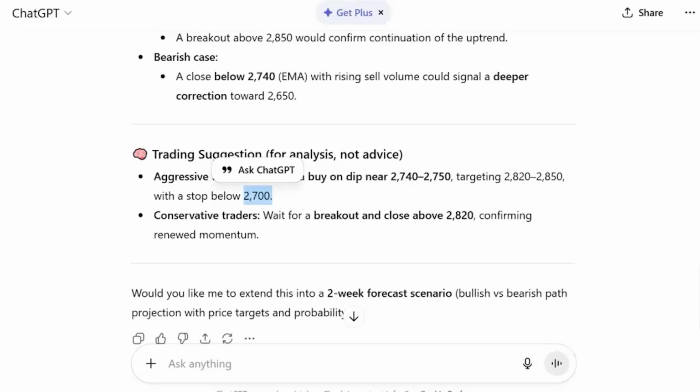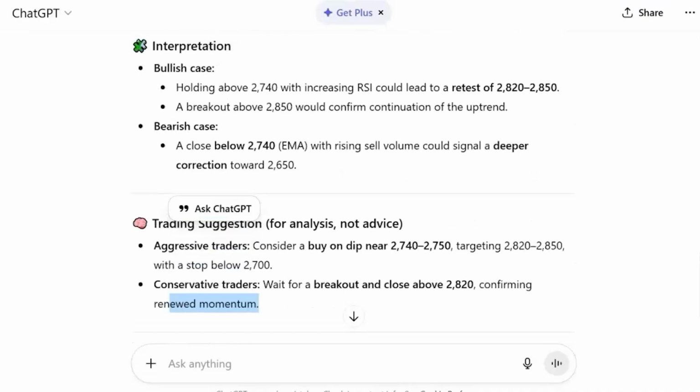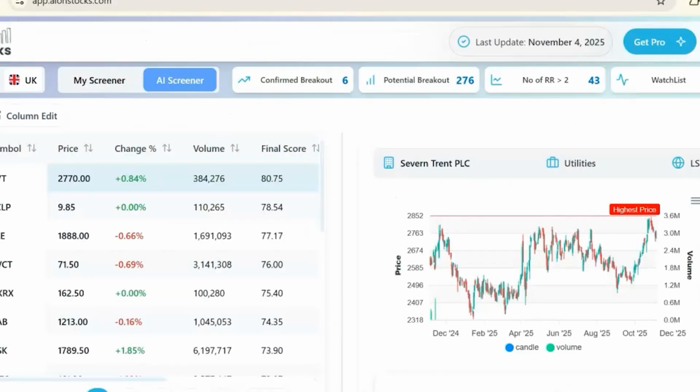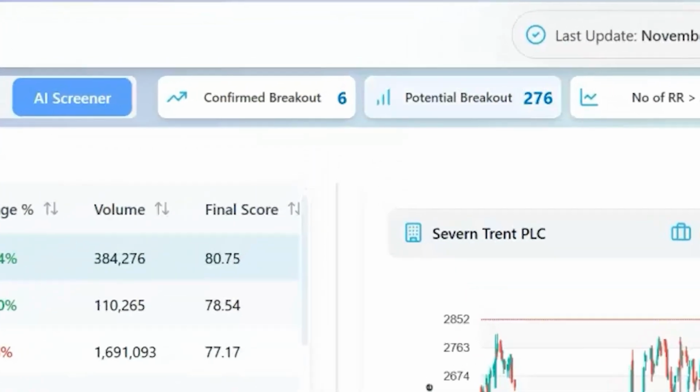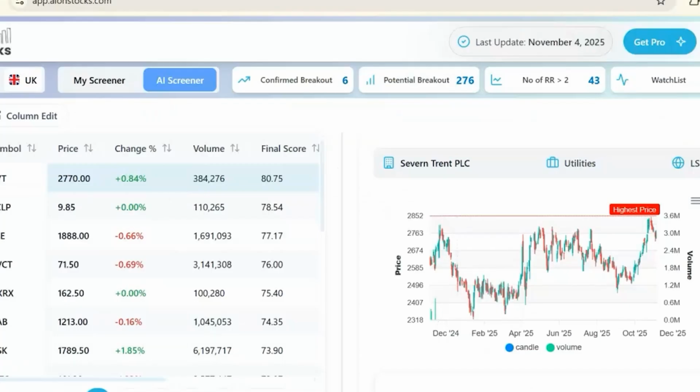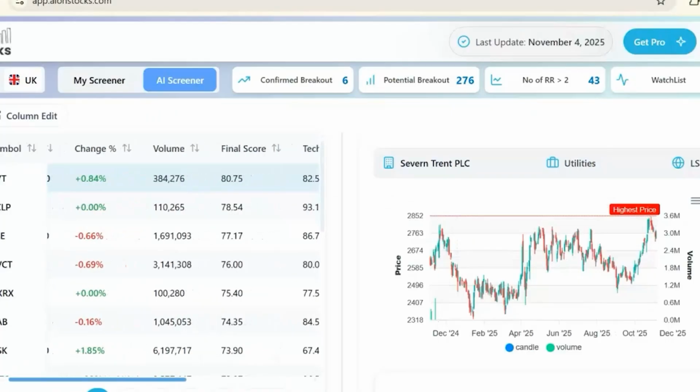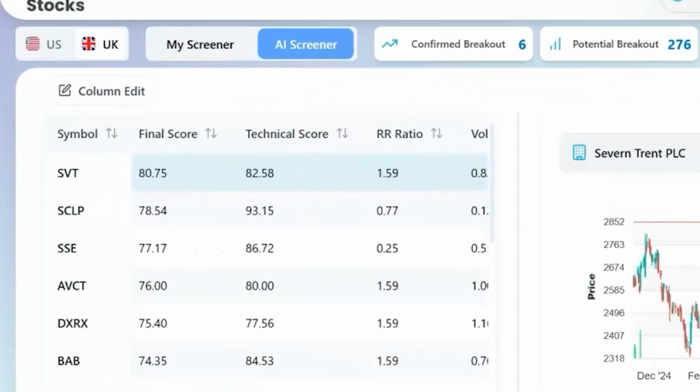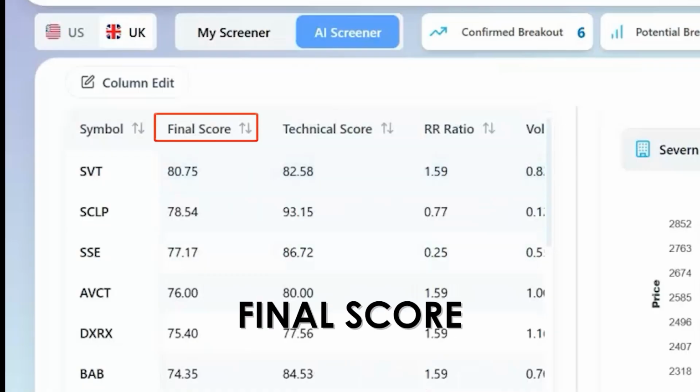And if you're a conservative trader, you will wait for the breakout at its peak, and once the breakout is confirmed, then you would place a trade. Now here I am in AIonStocks. I can see that 7 trans is under the potential breakouts. I can see the chart, how the chart is currently. And when I'm looking at the indicators that AI is showing me, I can see the final score is 80, which is relatively high.